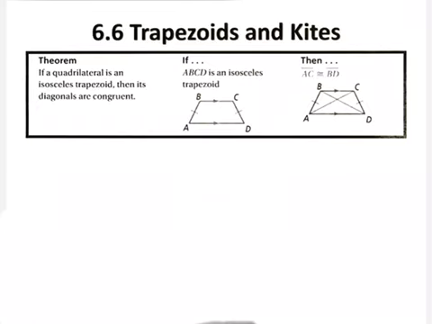If a quadrilateral is an isosceles trapezoid, then its diagonals are congruent. So isosceles trapezoids have congruent diagonals.